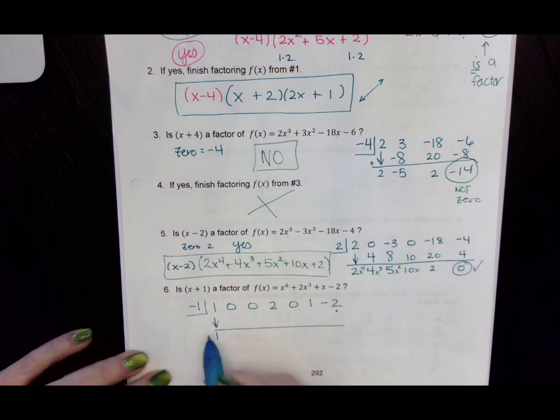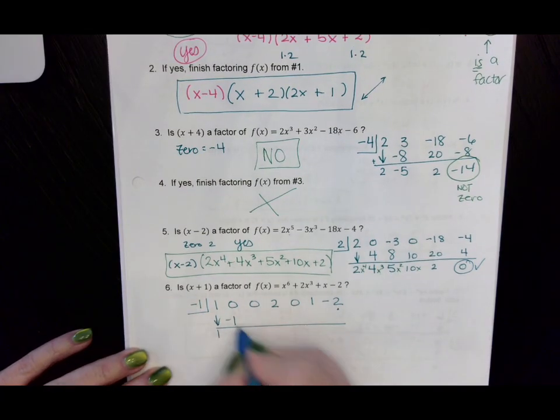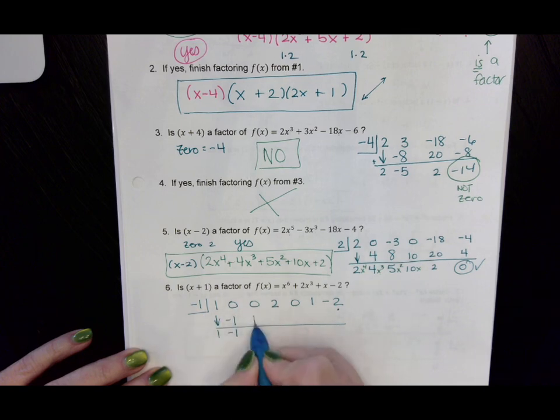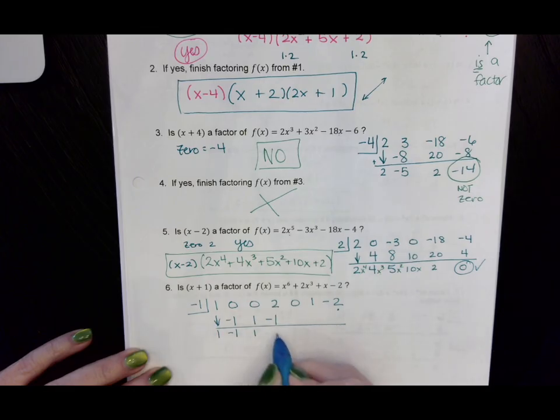So if I bring this down, 1 times negative 1 is negative 1. Bring down my negative 1 because I'm adding. Negative times negative is positive. Bring this down. Positive times negative is negative. Now I'm adding, so I have 1.